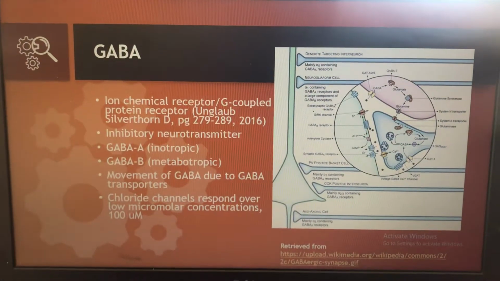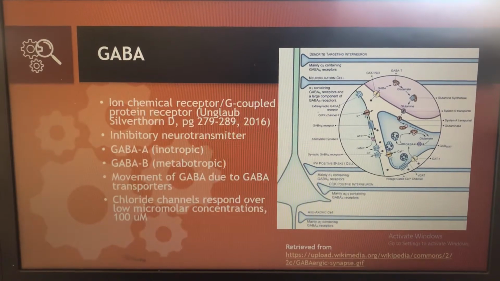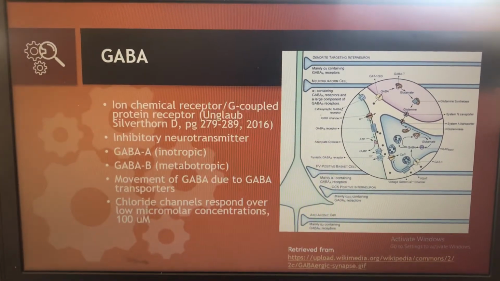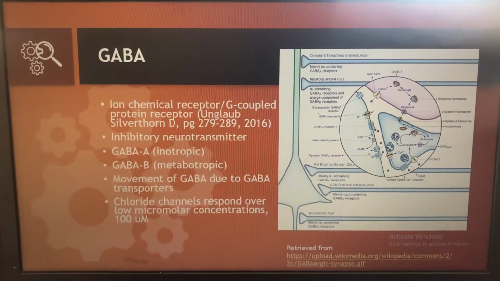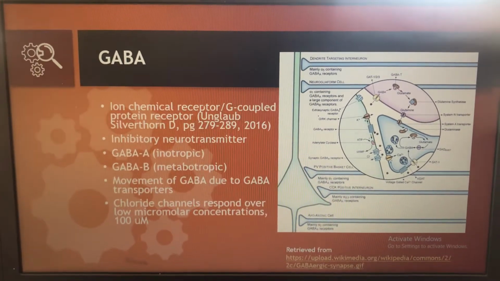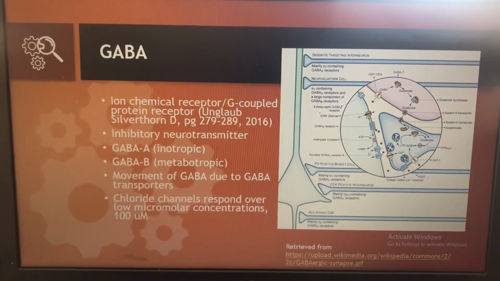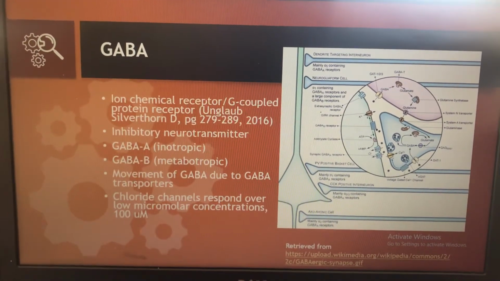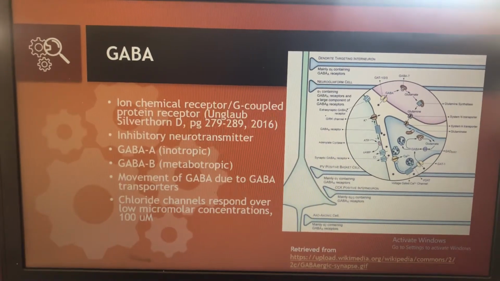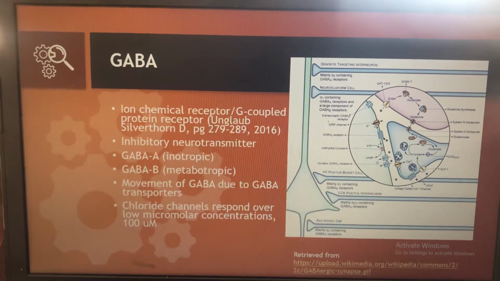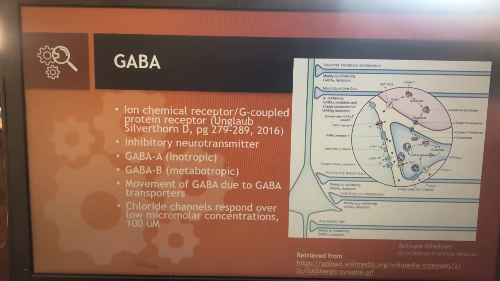So GABA is a chemical receptor that functions as an ion chemical receptor as well as a G-protein coupled receptor, making it also known as an amino acid neurotransmitter, but for this presentation we will just be looking at its function as an ion chemical receptor. GABA is an inhibitory neurotransmitter, meaning that it hyperpolarizes its target cells by opening chloride channels and allowing chloride to enter the cell, making it less likely to fire an action potential.